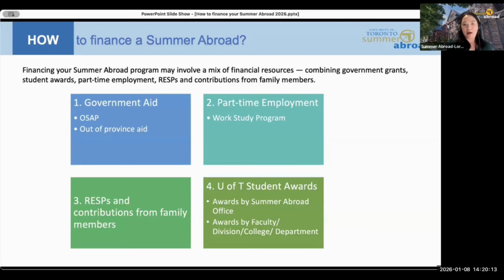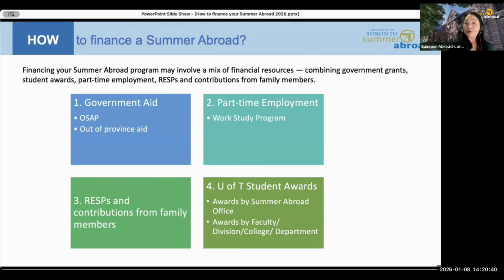It's usually not possible. So, if you're, for example, a current domestic student who has access to government aid, whether it's OSAP because you are a domestic Ontario resident, or maybe you're from BC, you get BC loans, don't rely on that exclusively. Think about other sources of funding. Think about picking up a part-time opportunity, work study program, and I'll talk a little bit about these in detail.